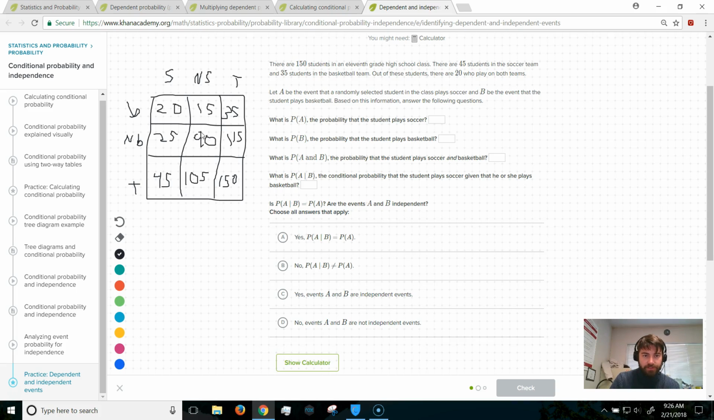So this should be enough to get us through this task. What is the probability that a student plays soccer? A student plays soccer is 45 out of 150. These both divide by 5, and so we get 9 out of 30. Am I doing that right? 9 out of 30? Yeah, these divide further though. You divide by 3, and you get 3/10.